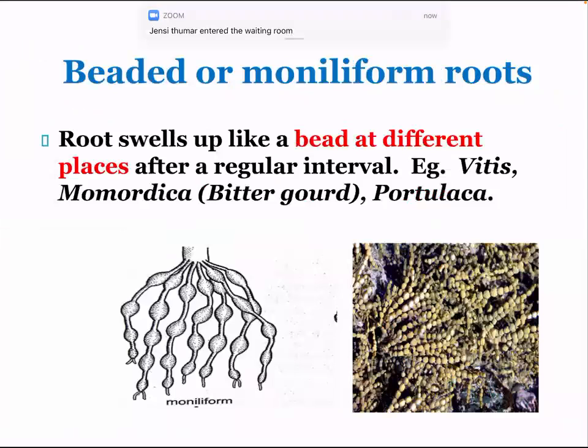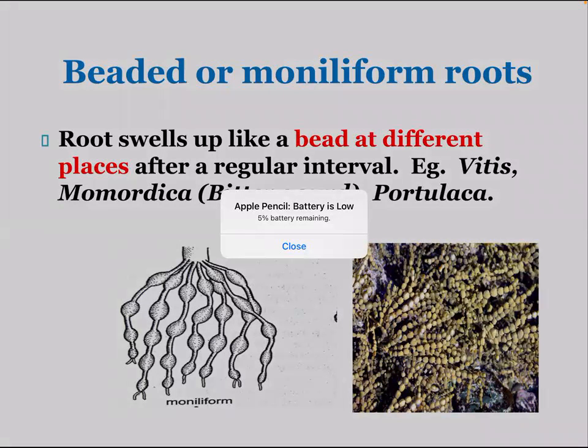Now, at last, what we have is beaded or moniliform roots. They form small bead-like structures at regular intervals on each branch of the root. For example, Momordica, that is bitter gourd, Vitis, and Portulaca. These are a few examples of it.